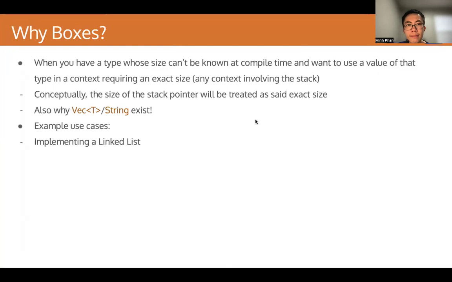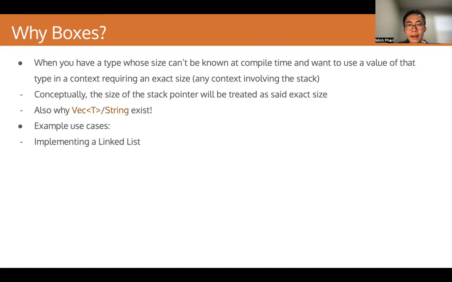So why do we need Boxes? We need Boxes when you have a type whose size cannot be known at compile time. So you don't know the size of the type at the time your code is compiled, but you still want to use a value of the type in a context requiring an exact size. For simplicity, just think of this context as anything involving the stack, since for anything on the stack, the compiler needs to know the size of the values at the time the code is compiled.